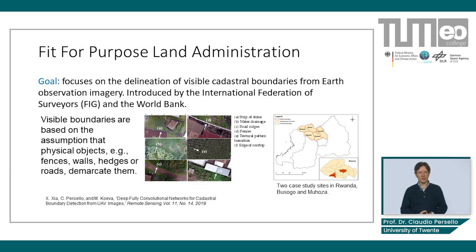In response to these challenges, the concept of fit-for-purpose land administration was recently introduced, focusing on the development of new technologies based on Earth observation to delineate visible cadastral boundaries. Visible cadastral boundaries can be extracted from satellite, aerial, or UAV images, largely reducing costs and time. Machine learning methods allow us to extract the visible cadastral boundaries in an automated or semi-automated manner.